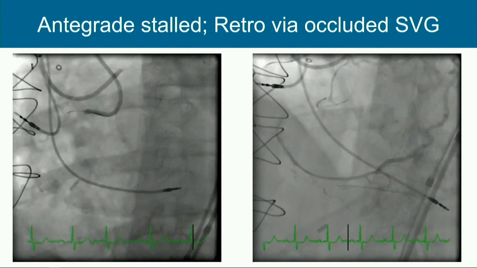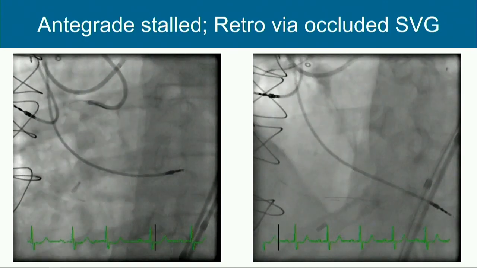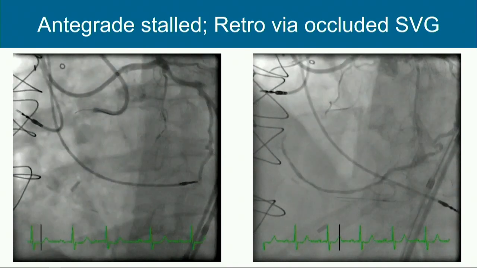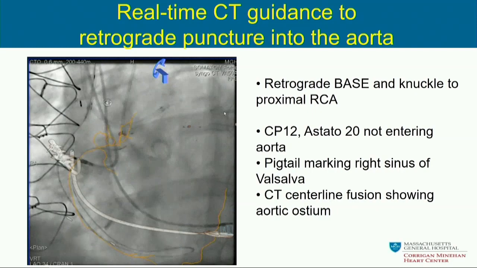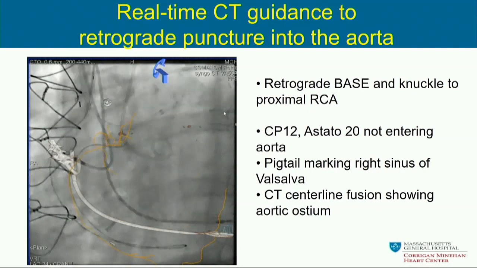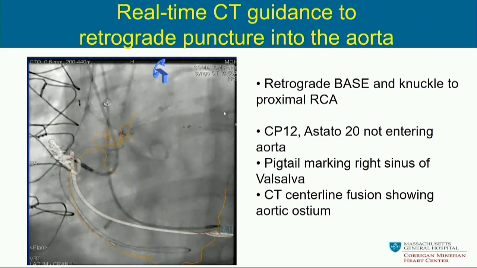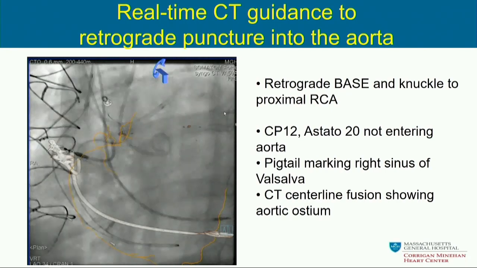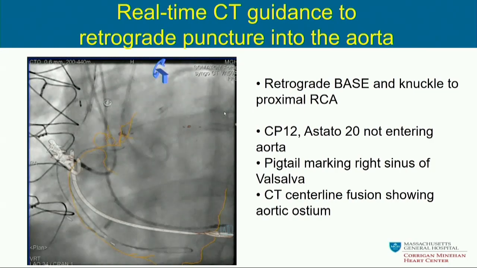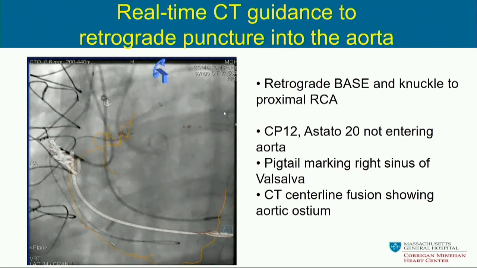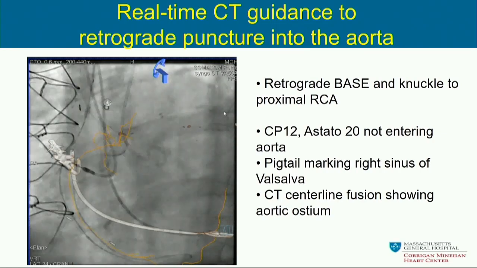So we initially tried to go antegrade. It was flush occluded, so we could not. We went retrograde down the SVG, and back up. Ultimately, we were able to knuckle and define the proximal cap. We were unable to really get progress with stiff wires. We used Confianza Pro 12s, Hornet 14s, and Astato 20s, and could not enter the aorta. You've heard some of these difficult challenges where you'll just ride up the sinus, or go into the aortic sinus or up the aorta.